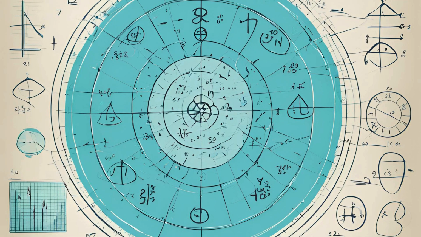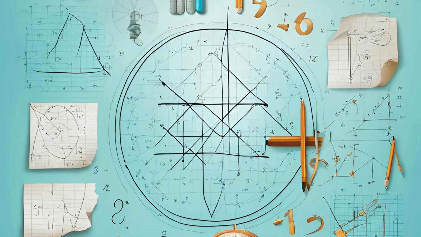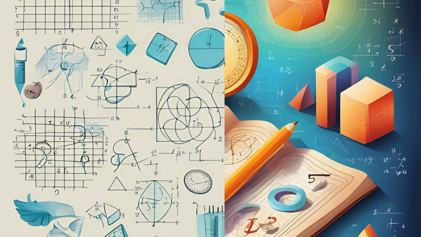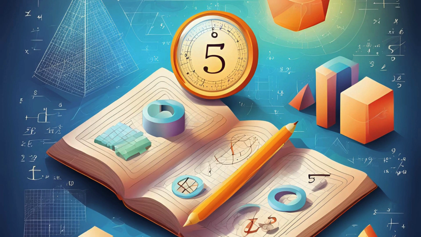Right. Now, what about volume? That's the amount of space a 3D object occupies, right? Exactly. It's like measuring how much water a container can hold or how much air is inside a balloon. So how do we calculate volume? Well, we can count unit cubes, or we can use formulas specific to each 3D shape.